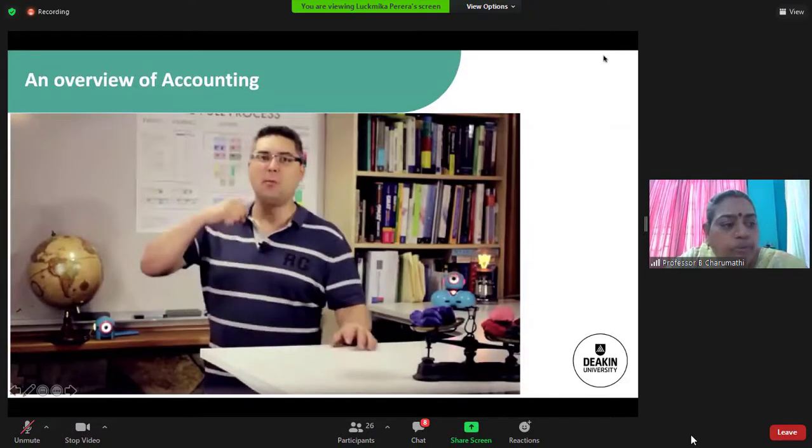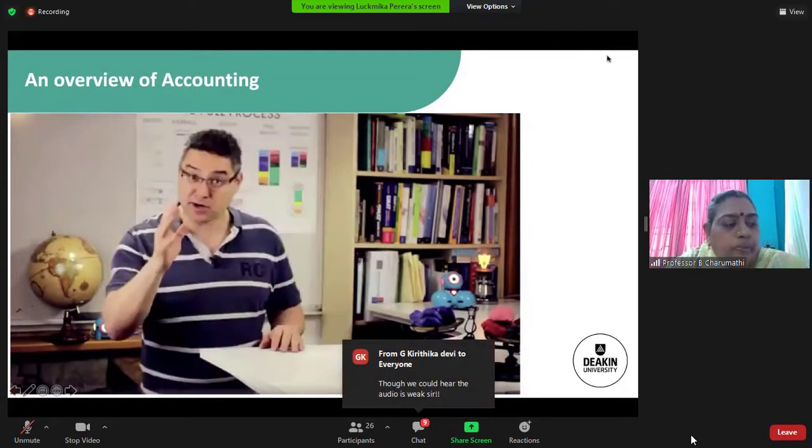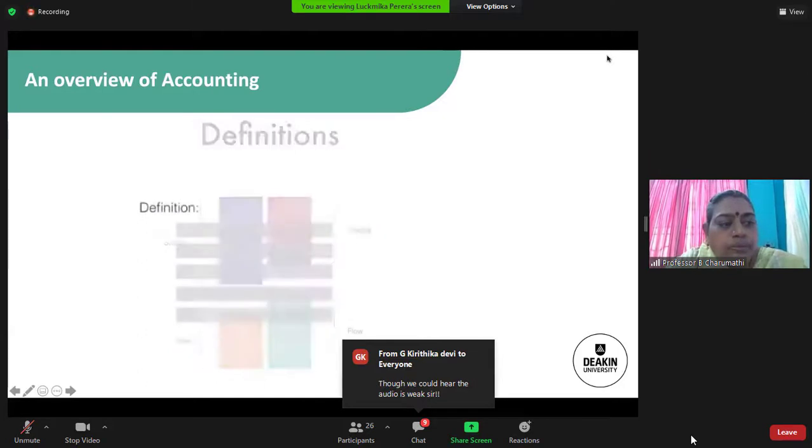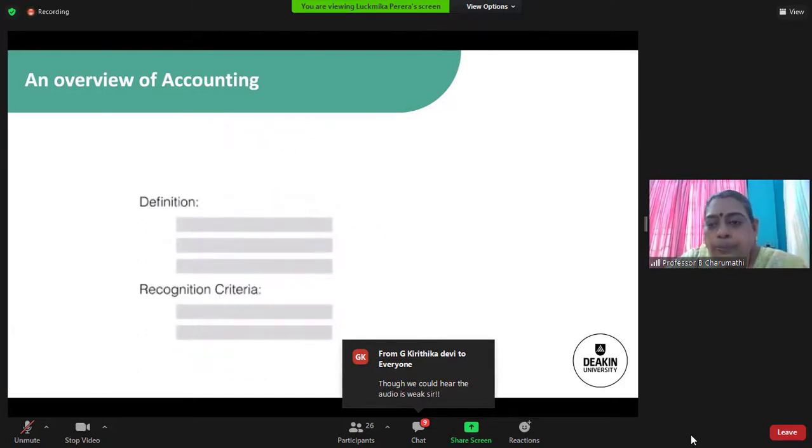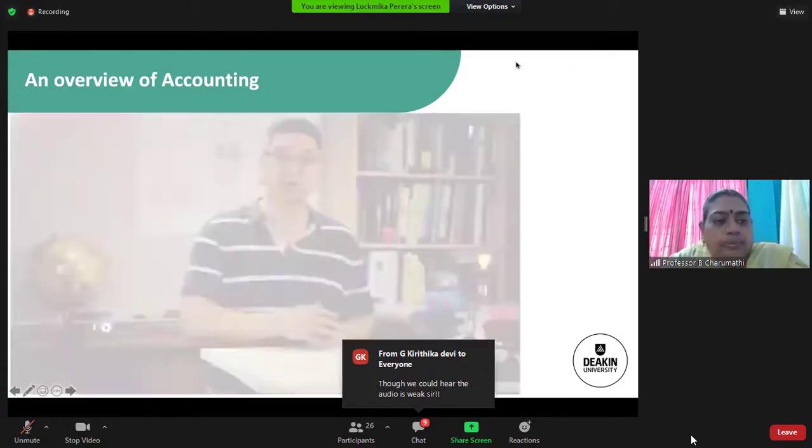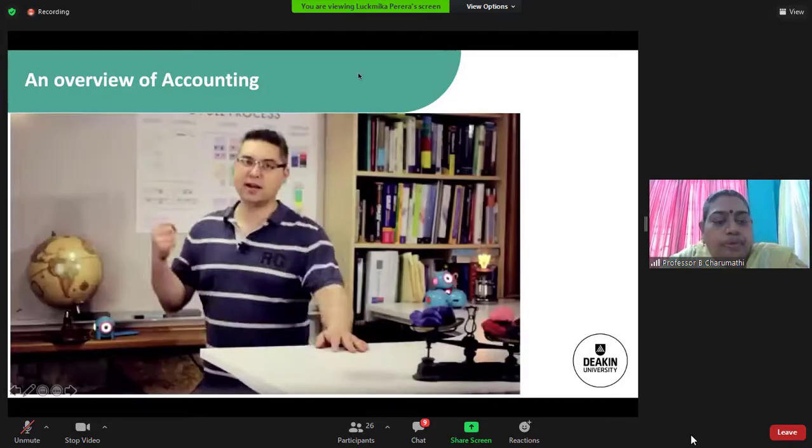And let's face it, it's pretty easy, and I'm going to show you how. Now, for each of the elements, the definition is actually split into 2 parts. First off, there is the definition itself, and there's this additional item called the recognition criteria. We're going to start off with assets.